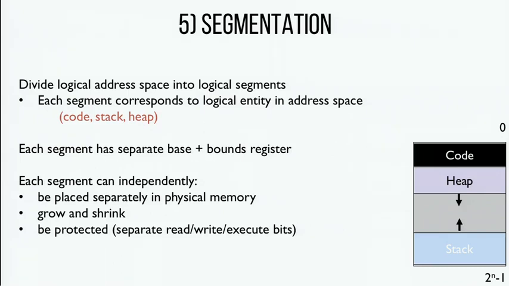And so now each of those segments is going to have associated with it a base and a bounds register for its own segment. And so, for example, if we have four segments in our program, we'll have four pairs of base and bounds registers. And so this is pretty nice. It lets us place each of those segments separately in physical memory. And then what's more nice is that it lets us grow and shrink each of those segments separately.